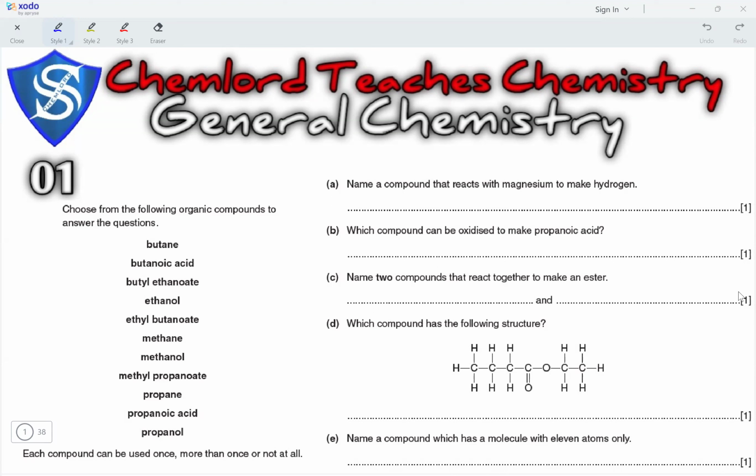Name a compound that reacts with magnesium to make hydrogen. So the reaction of magnesium metal to produce hydrogen gas is a reaction of a metal with a carboxylic acid. And as the list contains two carboxylic acids, either of them can be the correct answer. So this includes butanoic acid, or we have propanoic acid. So either of these two can be the correct answer for this question.